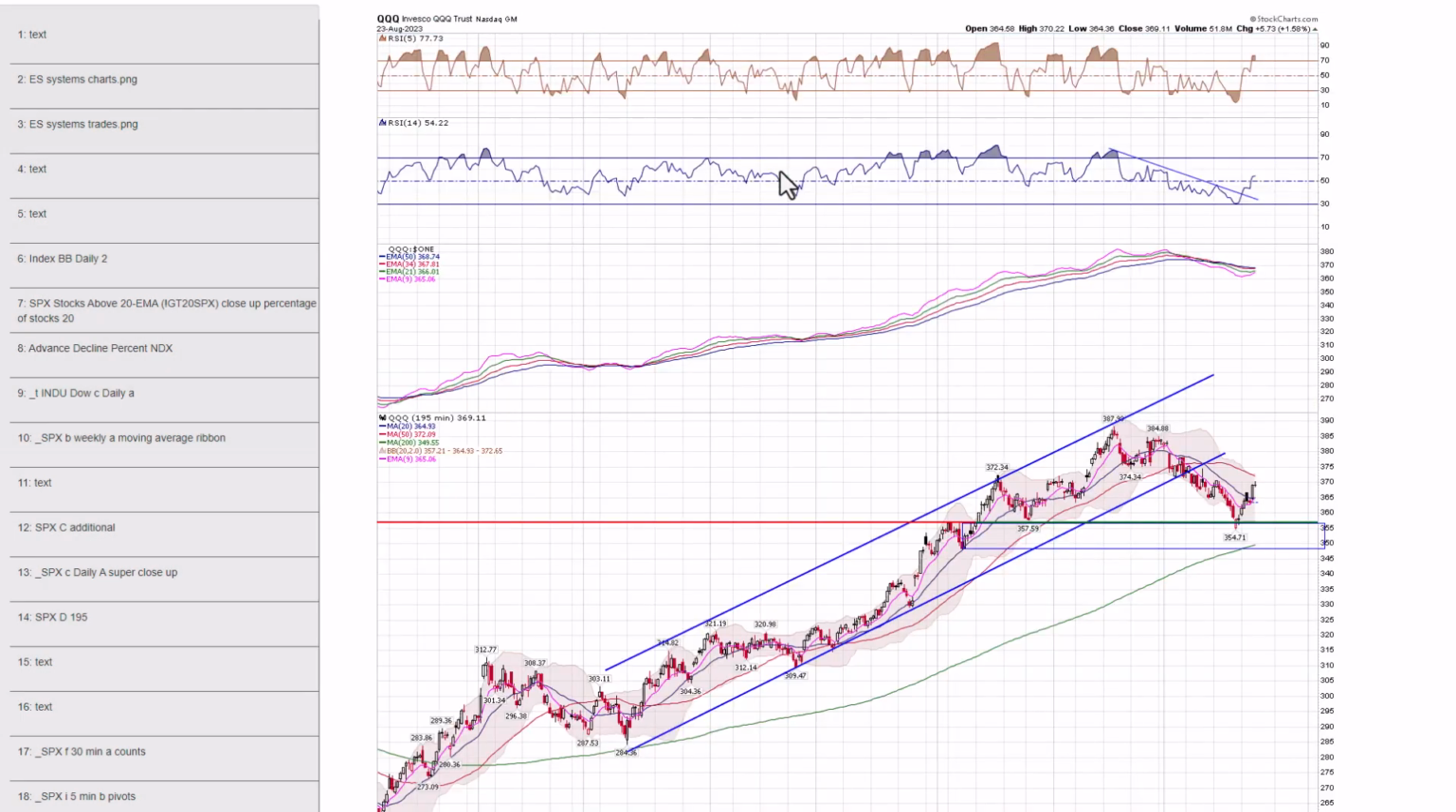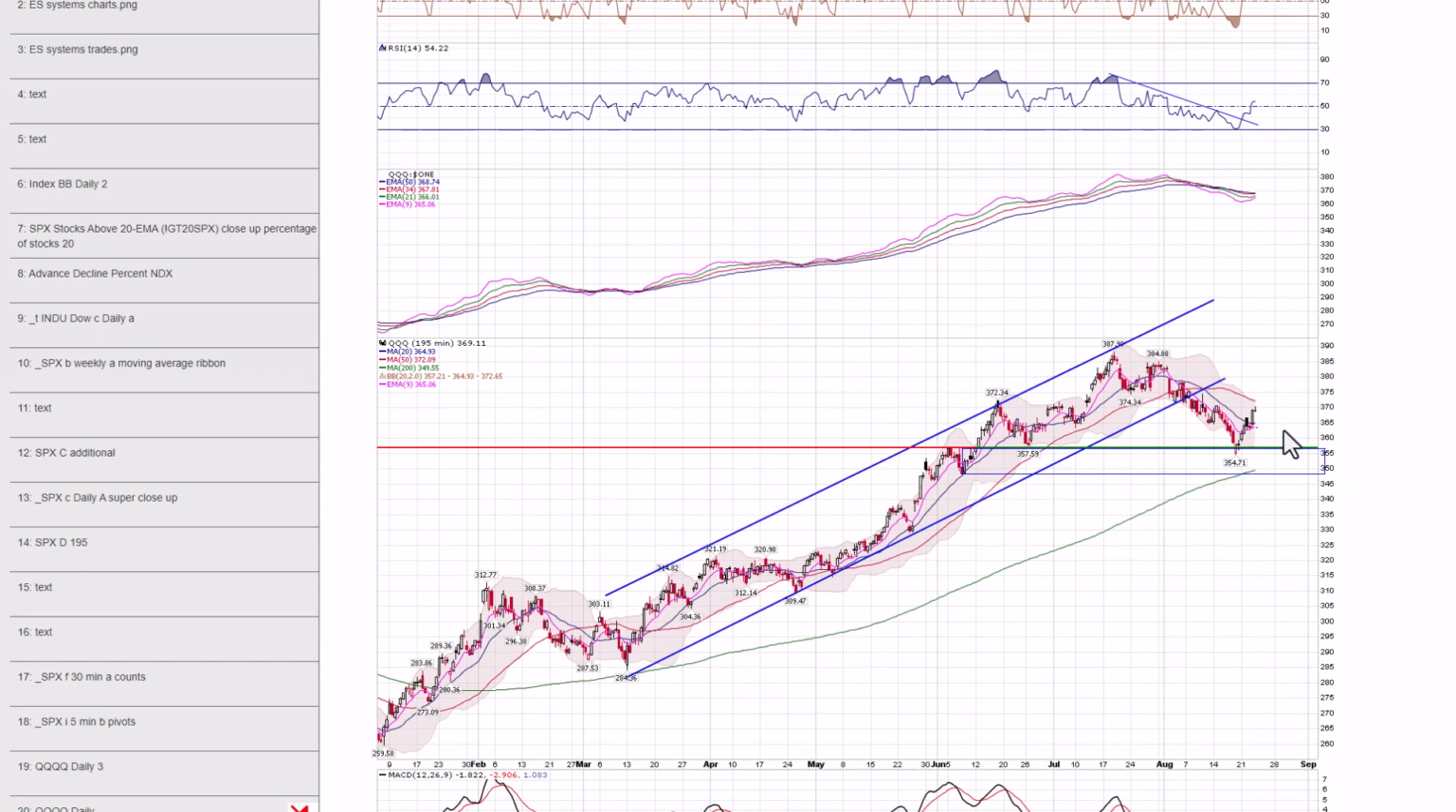Next, chart 21, here's the triple Qs half-day chart. Again, bounced off this demand zone. You could also see how a potential little slanted type of head and shoulders could form here. Little left shoulder, head, right shoulder, potentially.